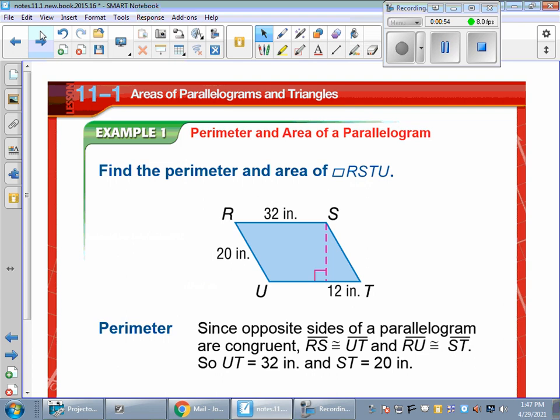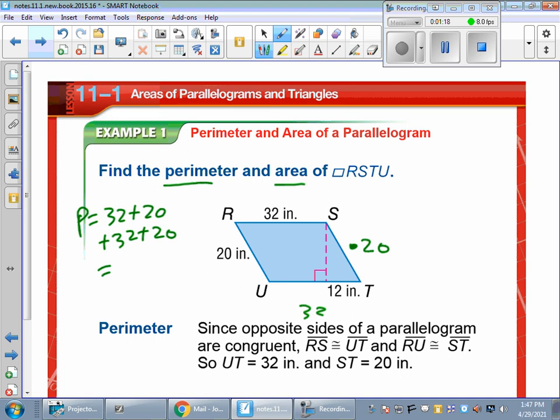Next one right here, same concept, but they also ask for perimeter. If they want you to find perimeter, this side they give you, so this is 20 also. This down here, the whole total is 32. So to find perimeter, I'm going to go 32 plus 20 plus 32 plus 20. So my total perimeter is going to be 104 inches.